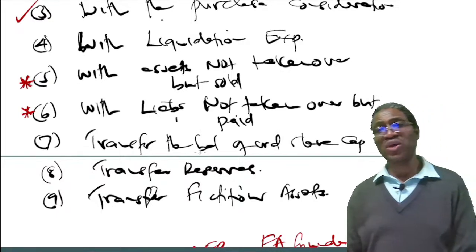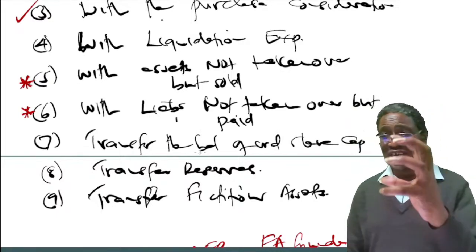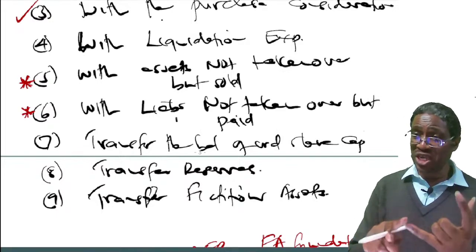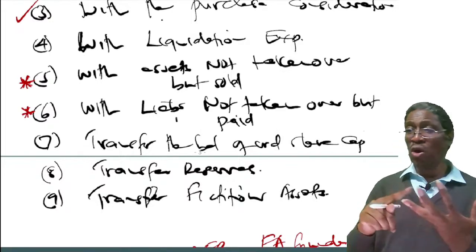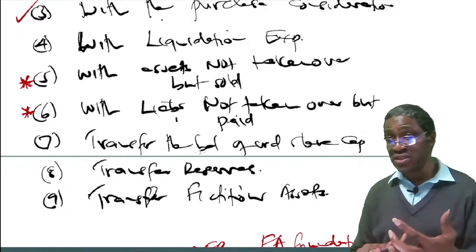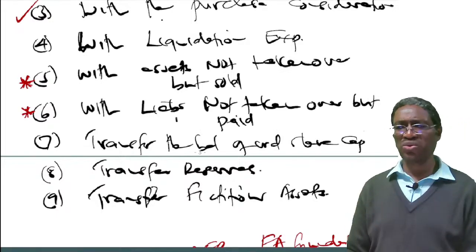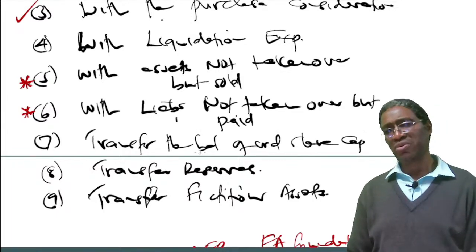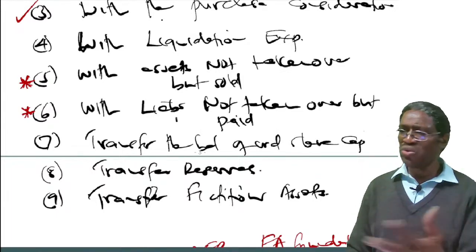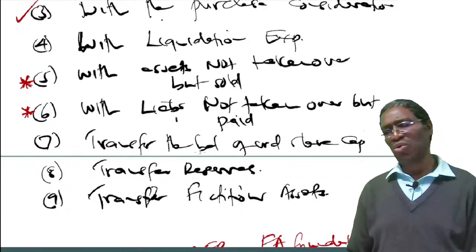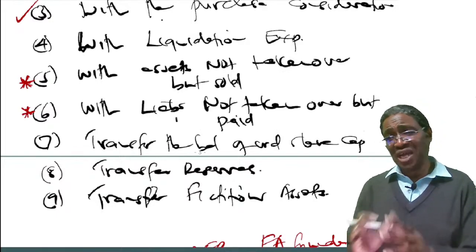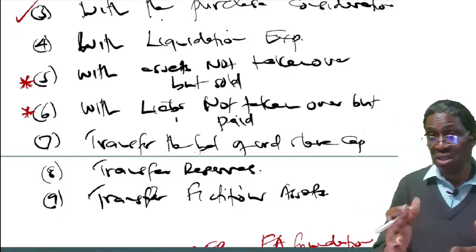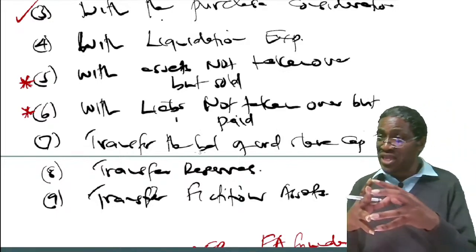Rarely will you get a question which has the entries number 5 and 6, whereby assets were not taken over but they were sold, or liabilities were not taken over but they were paid. In most questions you are told company B took over the assets, all of them from A. Then you are told the liabilities were all taken over. But I've just given entry number 5 and 6 just in case. But I've said they are rare.